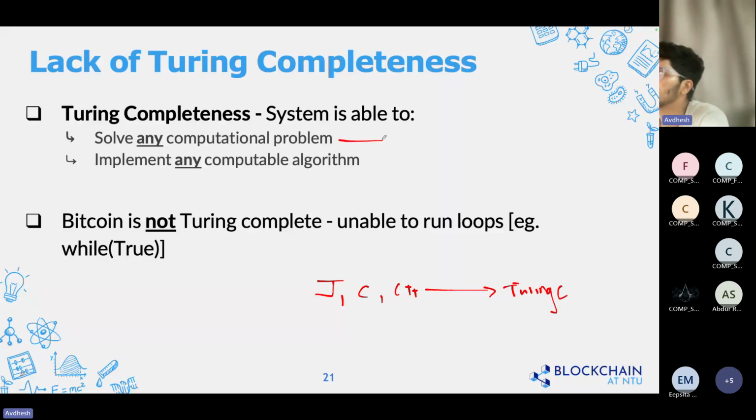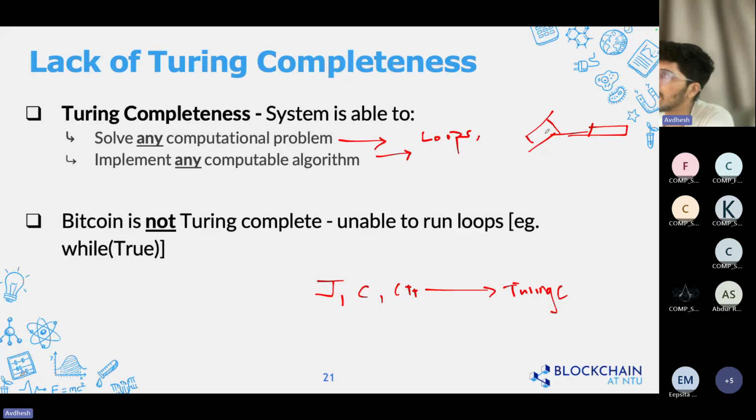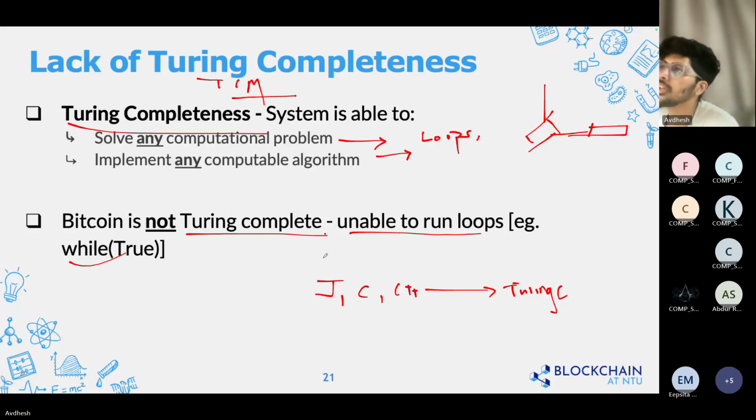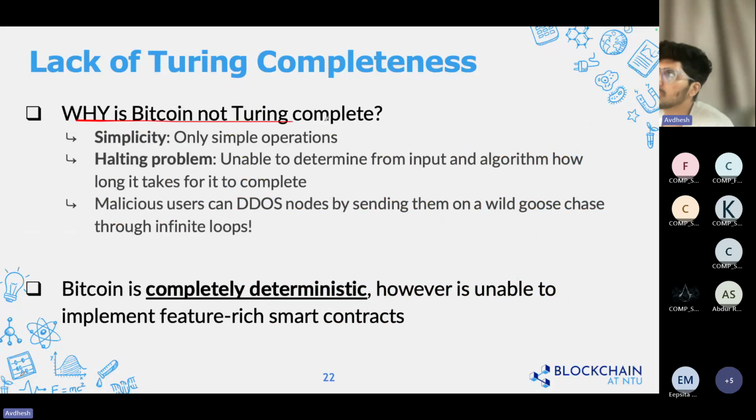This means that they can create loops, if else statements, and solve conditional statements. The flowcharts and if else statements that we got used to as high school students can all be done in a Turing complete machine. That is TCM, Turing complete machine. But Bitcoin is not a Turing complete machine, and hence it's unable to run loops like while or if else. So why is Bitcoin not Turing complete?